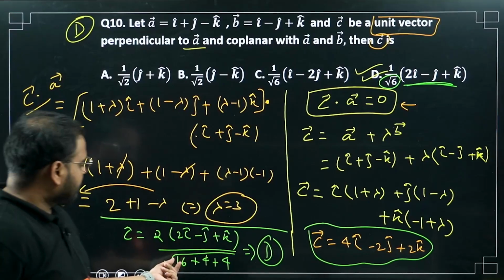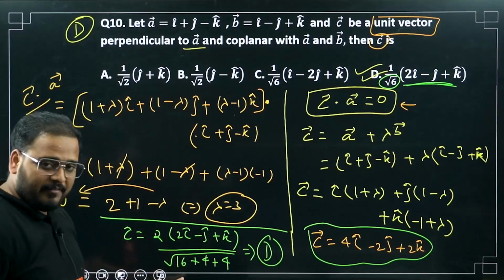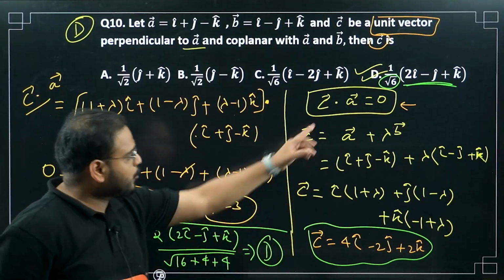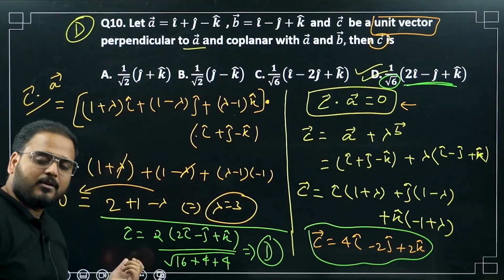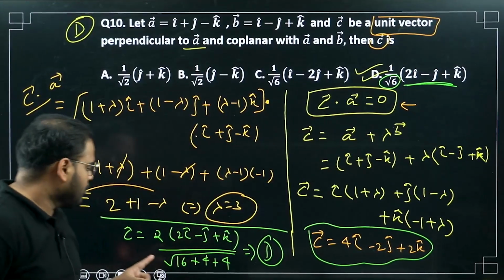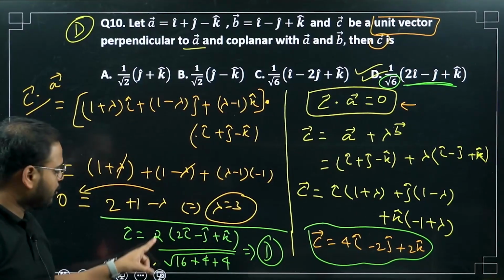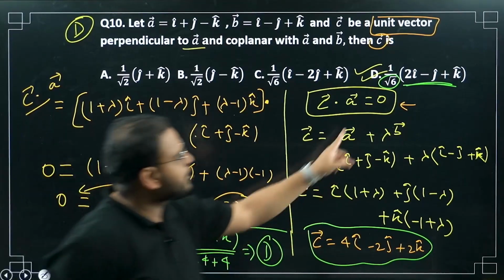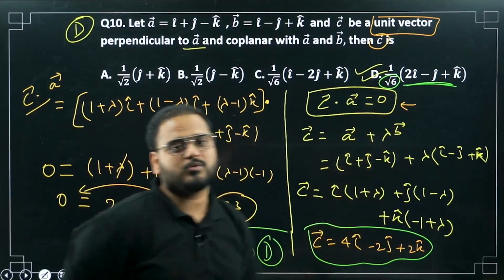Just check here. Take 4 common. It will be 4 left here. Here I have 1 and 1. 4 plus 1 plus 1 is 6, root 6. Taking 4 outside, root of 4 will be 2. That 2 will come outside over here, and 2 and 2 will cancel each other. What I get is 2 i cap minus j cap plus k cap by root 6.